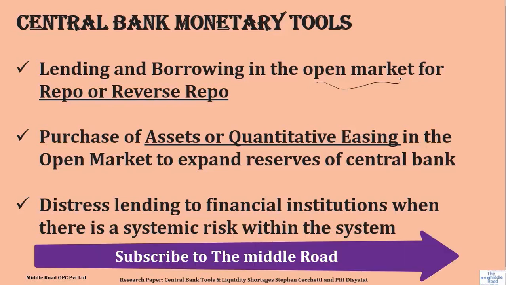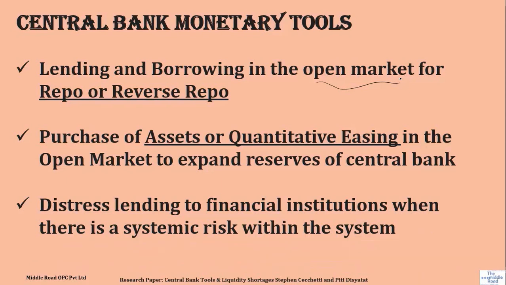So they use it for repo and reverse repo. The other way is that they purchase assets or do quantitative easing in the open market, permanent, this part. And the third is they give distressed lending to financial institutions when there is systemic risk within the system. Now that could be either the financial institution goes to the central bank or the central bank goes to the financial institution. It could take place in any way.